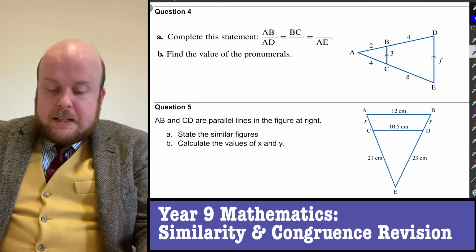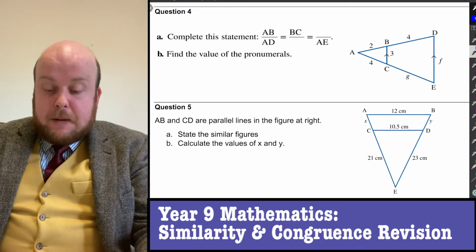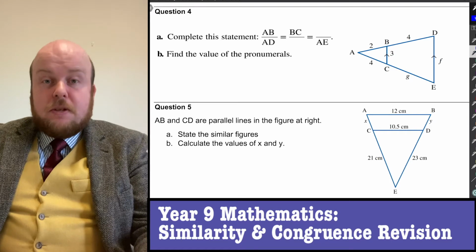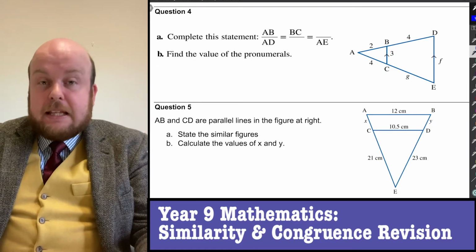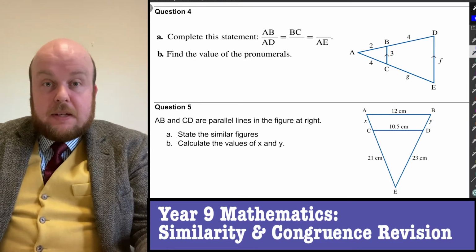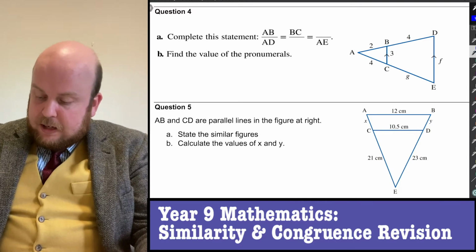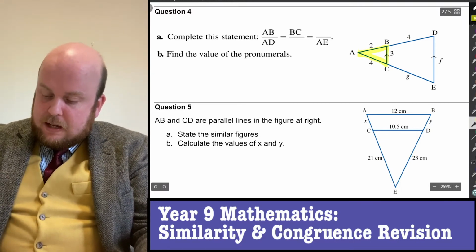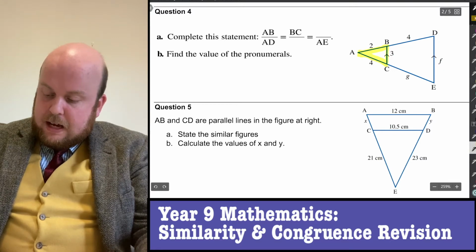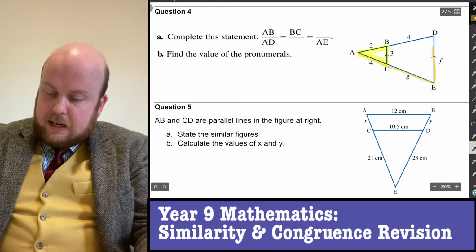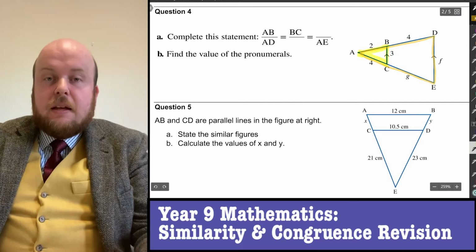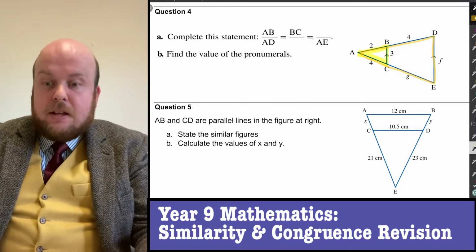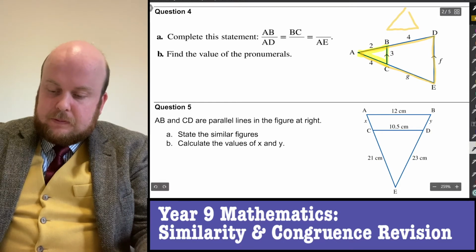Question 4. Complete this statement: AB over AD, BC over blank, and blank over AE. In order to do this question, I recommend breaking this combined set of triangles into 2. There is a smaller triangle here, there's a smaller triangle there, and then there is a larger one here. So by splitting them apart, we can actually compare the two similar triangles.